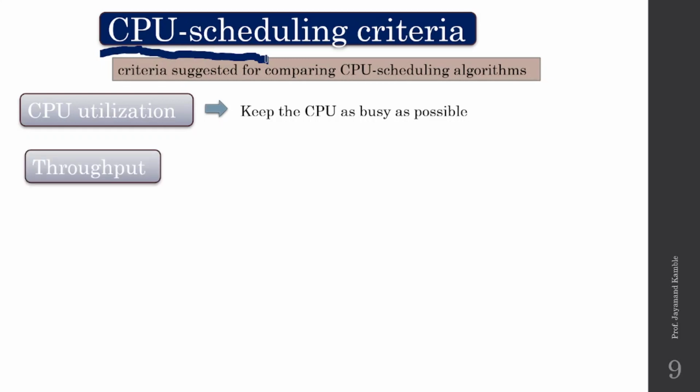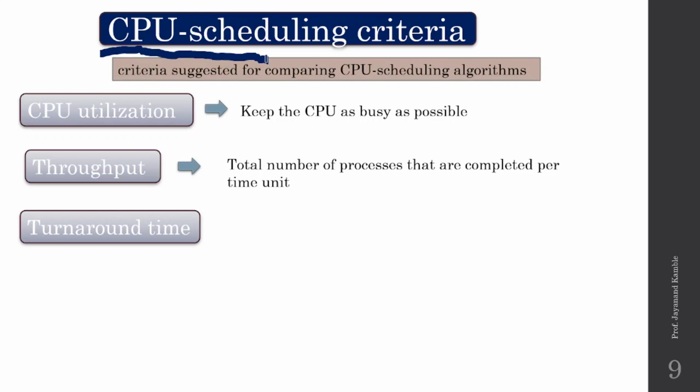Then another criteria is throughput. What is the throughput? The total number of processes completed per unit time. Here, assuming that in 1 hour by using one particular algorithm 10 processes are completed, and by using another algorithm, 20 processes are completed. That means we are going to use the second algorithm. So that is nothing but the throughput. So we want to maximize the throughput. We want to maximize the number of processes completed per unit time. So select an algorithm which will give us maximum throughput.